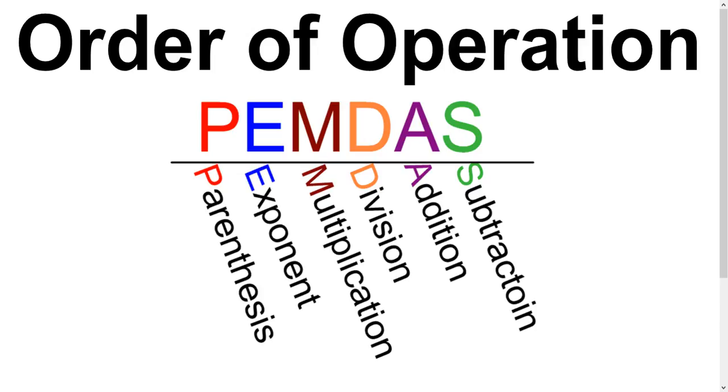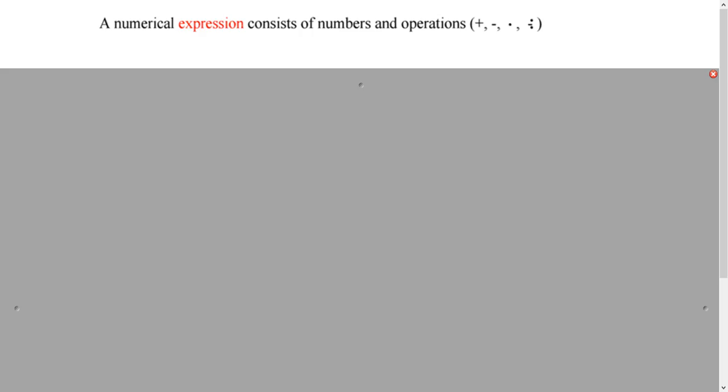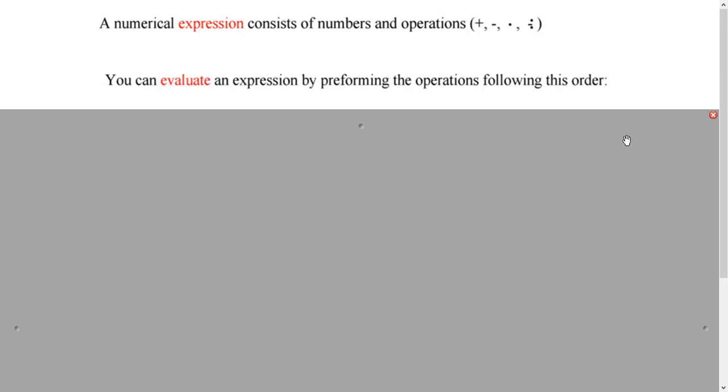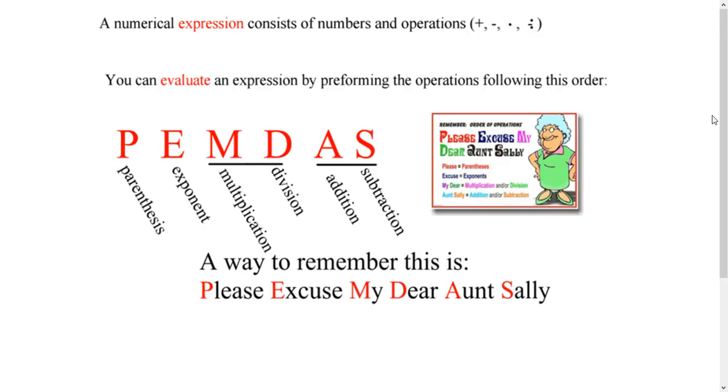This video is a quick review of order of operation. Order of operation is the order that you use when solving a numerical expression. A numerical expression consists of operations and numbers. And you can evaluate it by using this order: parentheses, exponent, multiplication, division, addition, and subtraction.